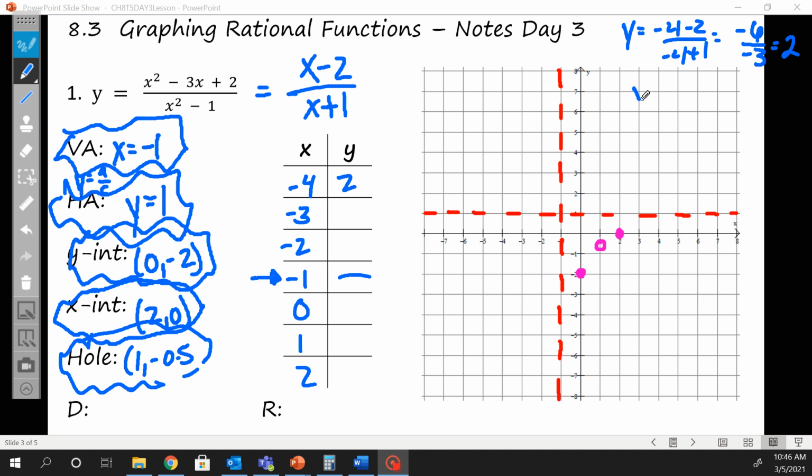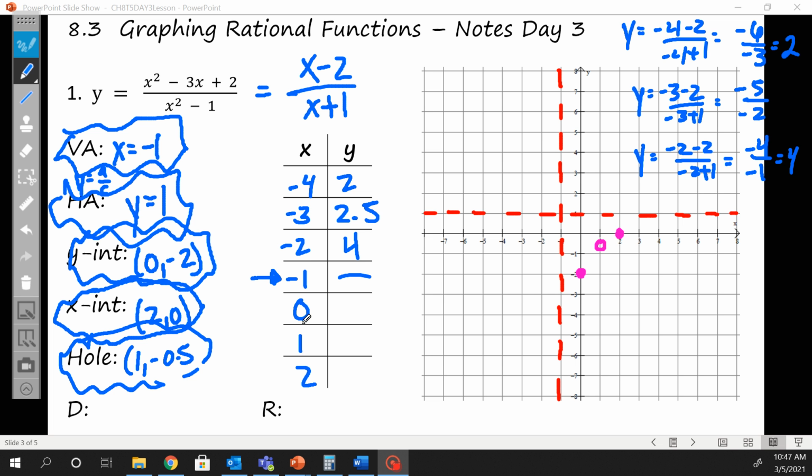All right, let's plug in negative 3. Negative 3 minus 2 over negative 3 plus 1, which is negative 5 over negative 2, which is about 2.5. This graph looks very familiar. I think we might have done this exact one on Friday. Negative 2 minus 2 over negative 2 plus 1, negative 4 over negative 1, which is 4.